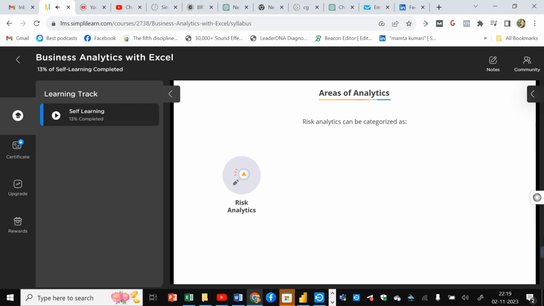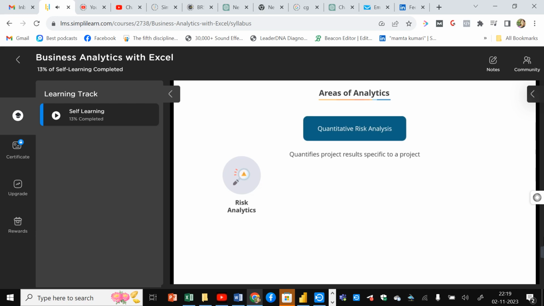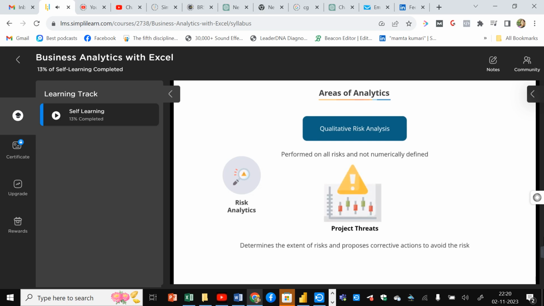Risk analytics can be categorized as quantitative risk analysis and qualitative risk analysis. Quantitative risk analysis quantifies the possible project results specific to a project. This analysis tries to numerically evaluate the possibilities of various adverse events and predict the losses a company would go through if any of the possibilities come true. Qualitative risk analysis is performed on almost all risks and is not numerically defined. This method involves defining various project-related threats and risks, determining the extent of these risks, and proposing corrective actions in order to avoid the risk.